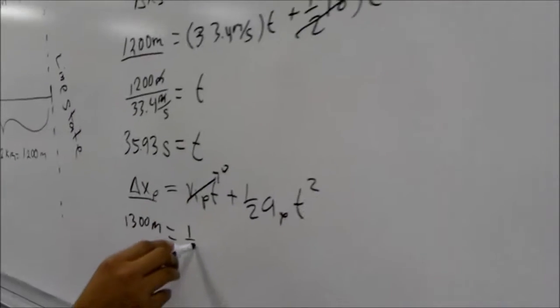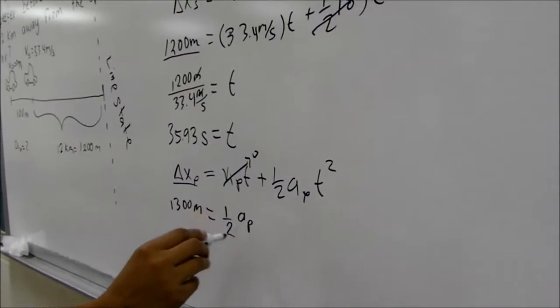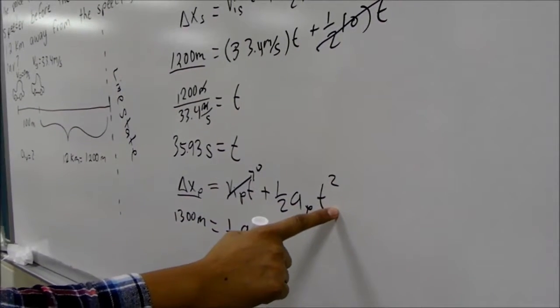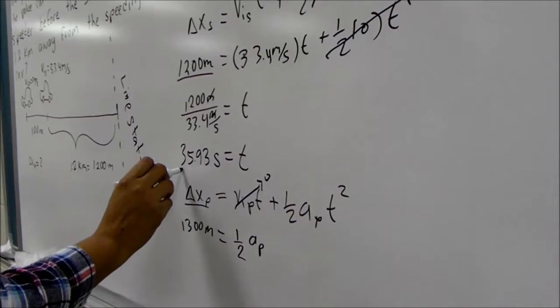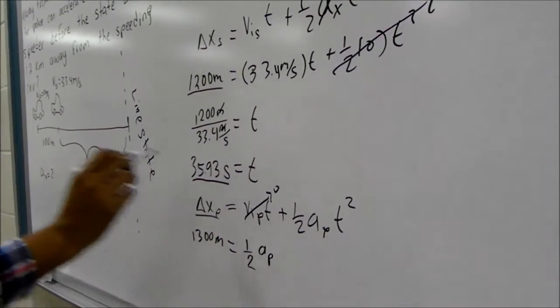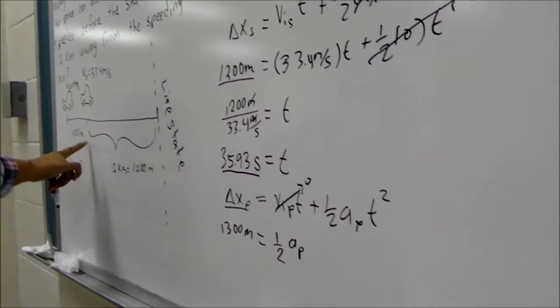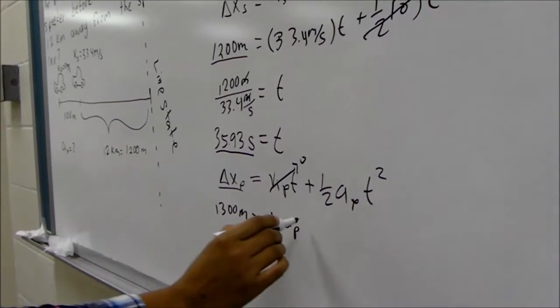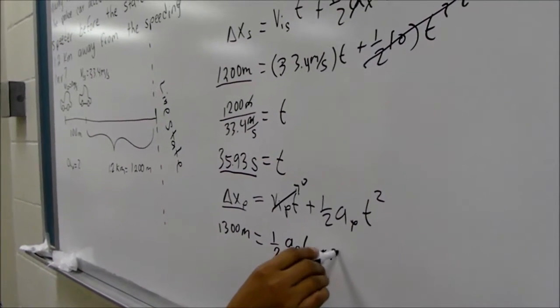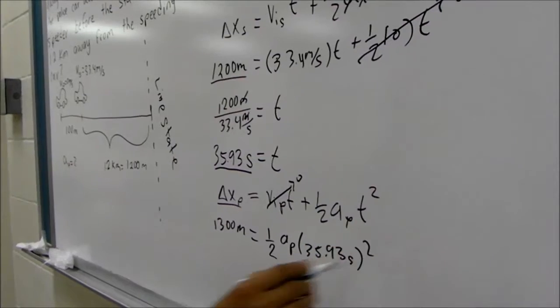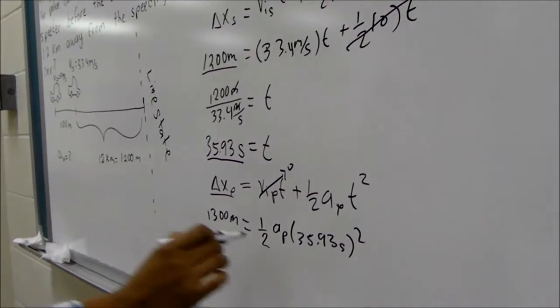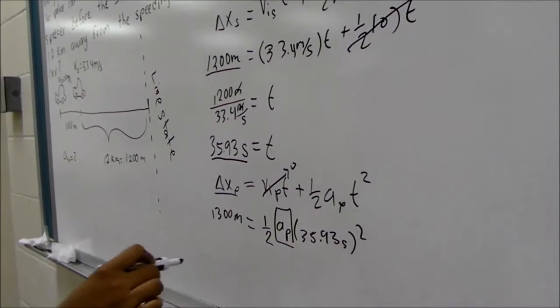So now we have the 1/2, and then we have the acceleration, which is what we're looking for, and then we have the variable t squared, which is the time that it's going to take the speeding car to run from its point to the state line. So it's 35.93 seconds squared. Again, now we are going to solve for this variable, which is what we're looking for.